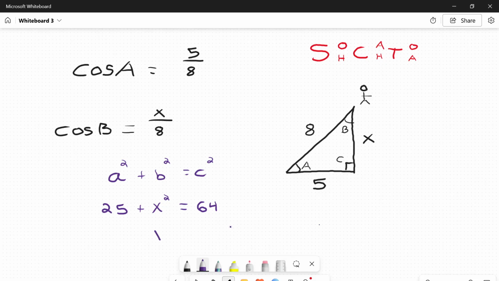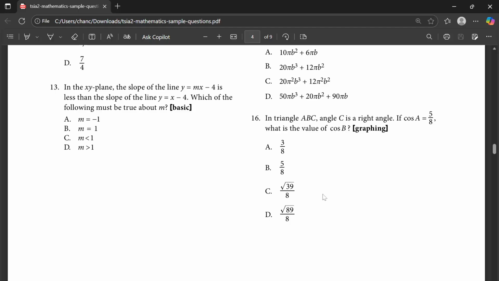That means we have x squared is equal to 64 minus 25. I could maybe do that in my head, but I'm going to do it in the calculator just so I don't mess it up. 64 minus 25 is 39. And now to get x by itself, I would have to take the square root of both sides. Whenever we take the square root of both sides, we get the square root of 39. So that should point us to the right answer choice. The square root of 39 over 8, that is the answer for cosine of B.